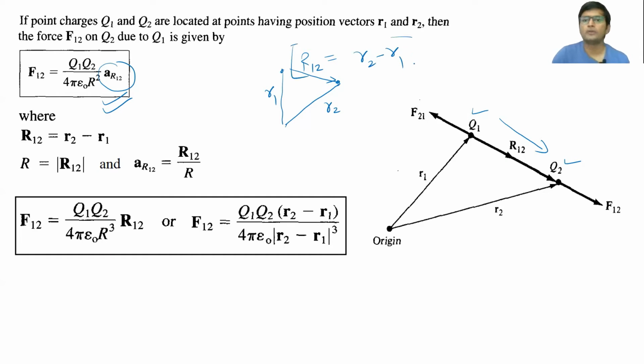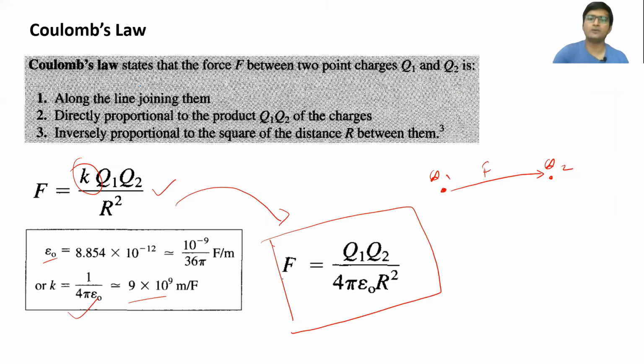So if you want to calculate the unit vector in this direction, if I call it a_R12, it will definitely be equal to R12, the vector from q1 to q2, divided by the magnitude of R12. Let me call the magnitude of R12 as R. So a_R12 is given by this. The direction of force experienced by q2 due to the charge q1 is given by this unit vector a_R12, which is added to the previous formula.